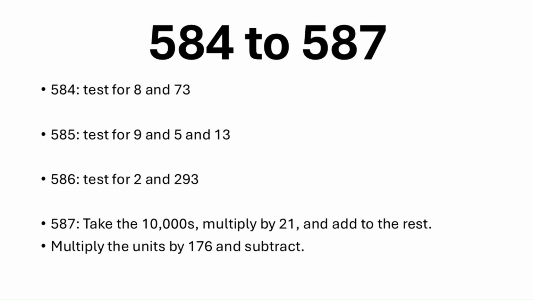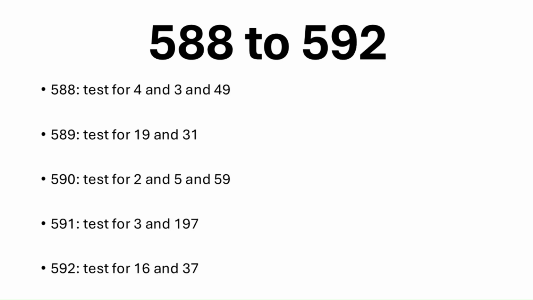587, take the 10,000s, multiply by 21, and add to the rest. Multiply the units by 176 and subtract. 588, test for 4 and 3 and 49. 589, test for 19 and 31. 590, test for 2 and 5 and 59. 591, test for 3 and 197. 592, test for 16 and 37.